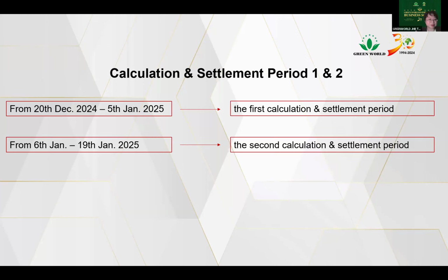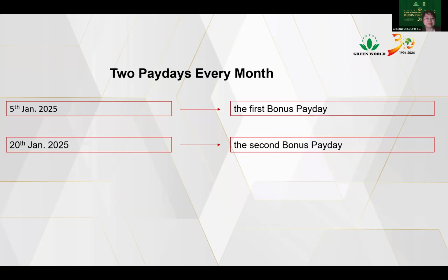So you can just simply go ahead. That is from the 20th of January to the 5th of February. That's going to be the third settlement period. And the fourth settlement period is going to be the 6th of February to 19th of February. Okay, so the same thing goes on and on. Then there'll be 2 paydays every month, which is the 5th and also the 20th.